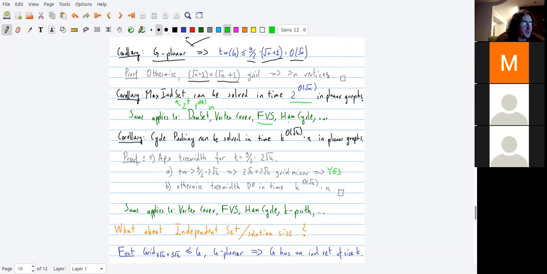Actually, for feedback vertex set or Hamiltonian cycle, the standard dynamic programming works in time t to the order of t times n, which translates to n power square root n using this technique. You need to work a little bit more to get rid of this n in the base, but it can be done in case of planar graphs.